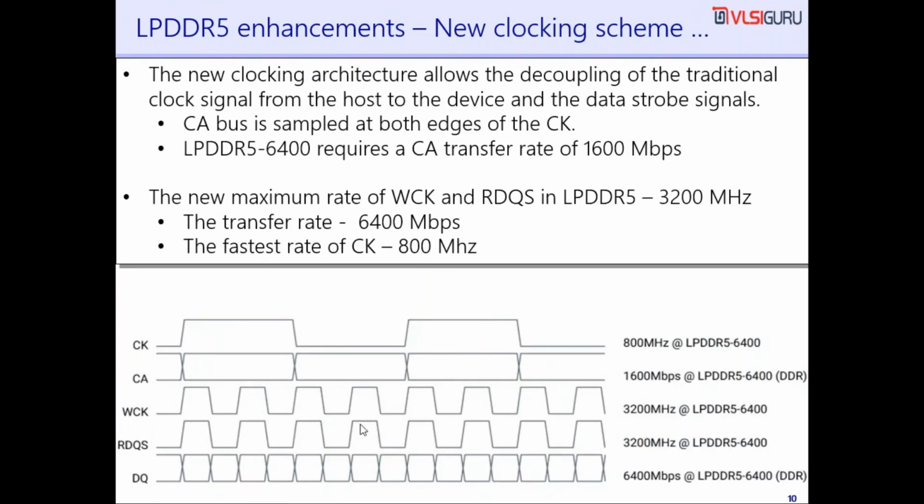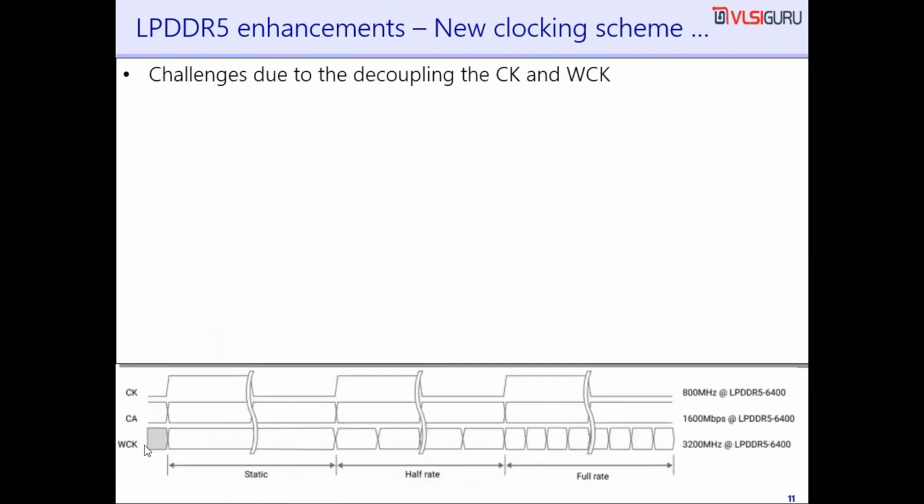RDQS also at same frequency. DQ is sampled at both positive and negative edge of the clock. So hence you get 6400 megabits per second transfer rate. So essentially the new clocking scheme decouples the CK from the other clocks, WCK and RDQS clock. There are some challenges due to this decoupling because they are going independently. So there is a specific synchronization that is required.